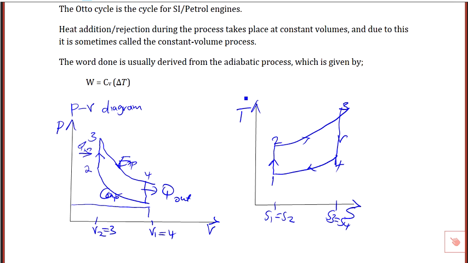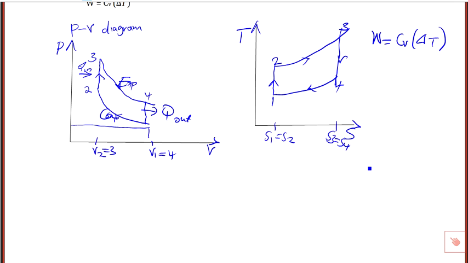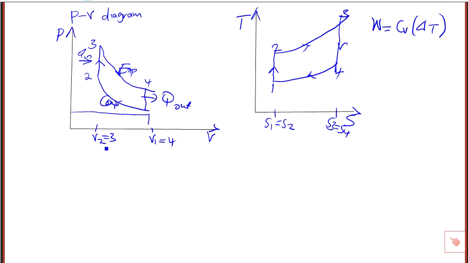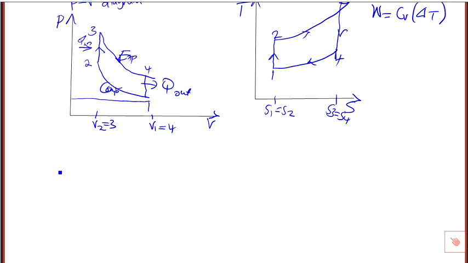Sometimes you find that the Otto cycle is called a constant volume process because heat addition and rejection take place at constant volume. The other thing you need to realize here is that the work done during this process is usually given by heat capacity at constant volume times the change in temperature, as we shall see in our examples. Now from the two diagrams there are some important formulas which you will apply.